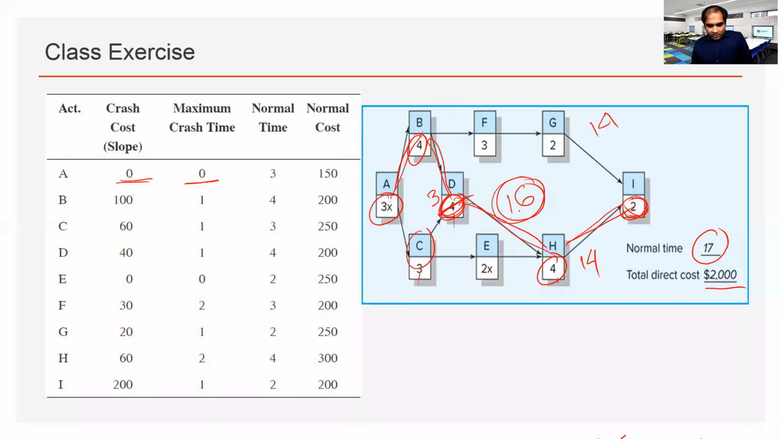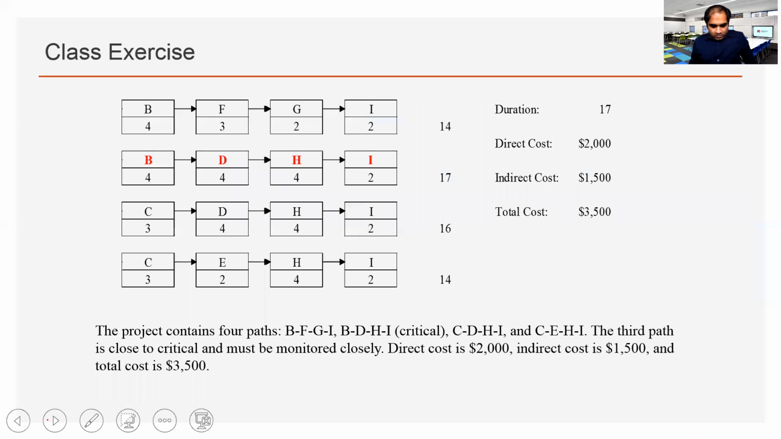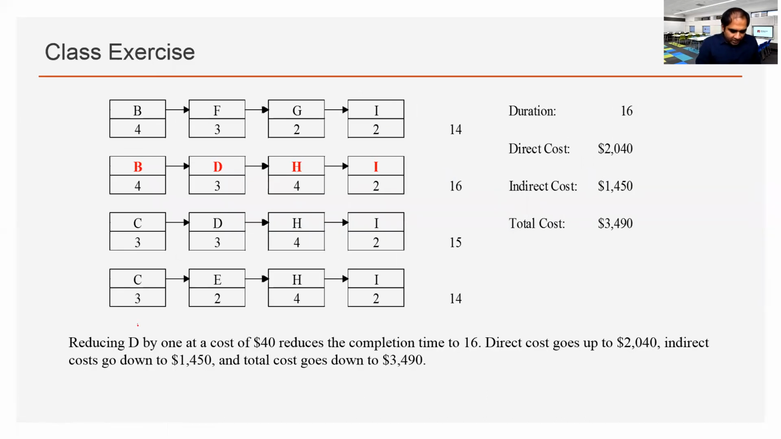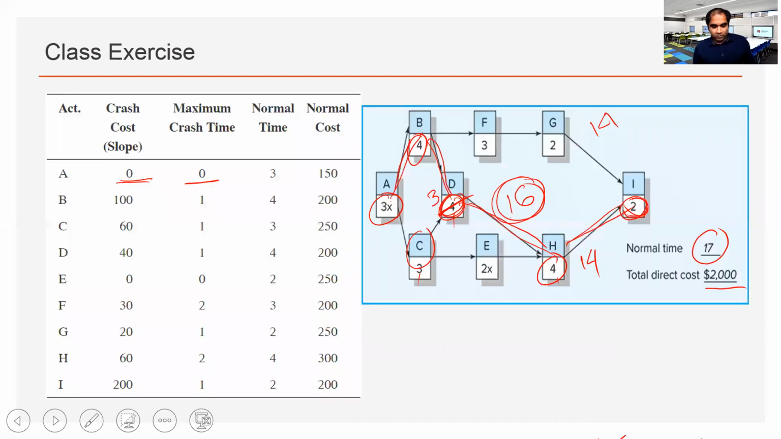All right. Crash D: additional 40. Indirect cost will reduce by 50. This is the total cost. Alrighty. Next. Which one is next? Now among the 4 chains, we have 2 of 14 days and 2 of 16 days.